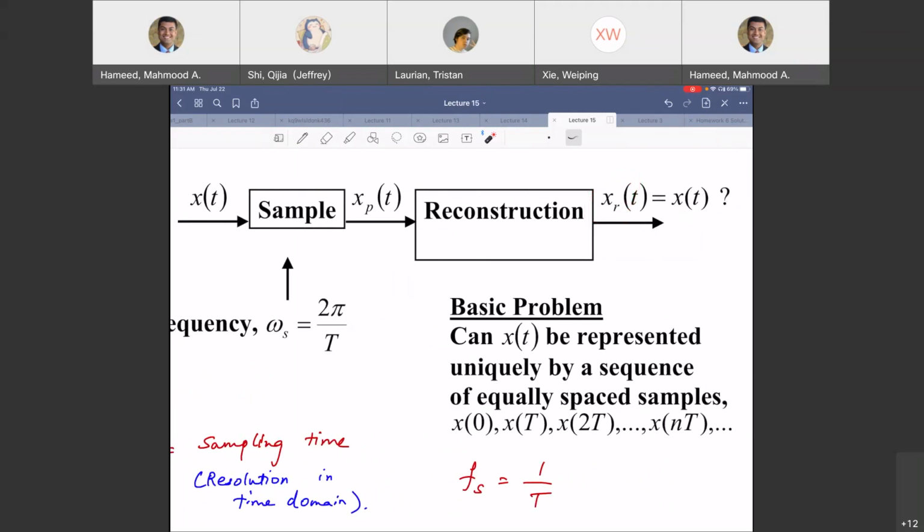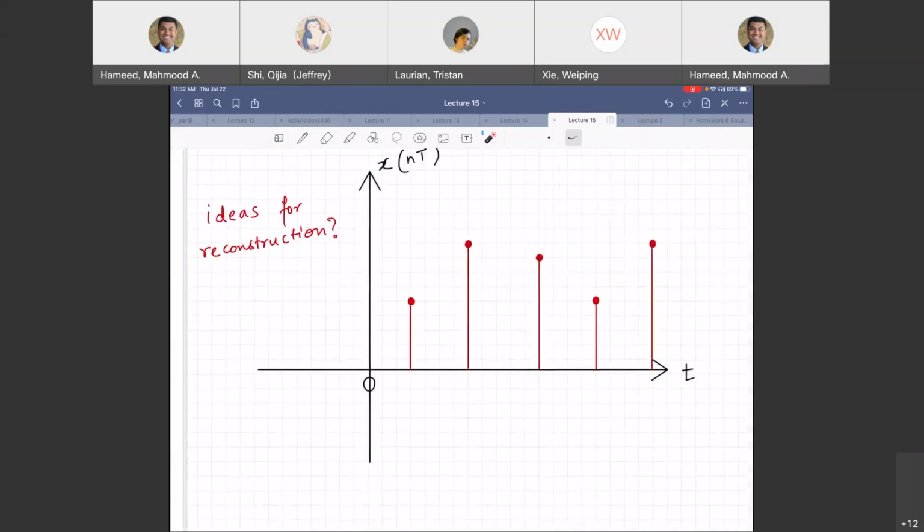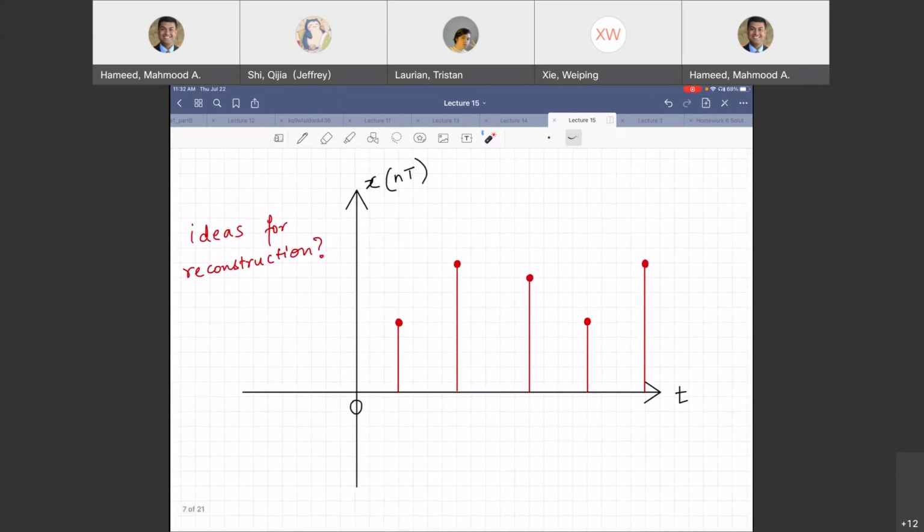So the basic problem is, first, how can you represent the signal completely with a unique set of samples? And how is the reconstruction step going to look like? Let's take a look at that with your ideas for reconstruction. I want you guys to think about, what is that? Filter it? Oh, okay, filter it.